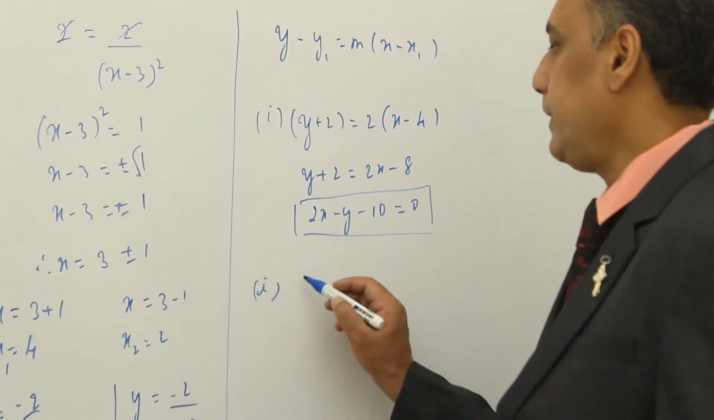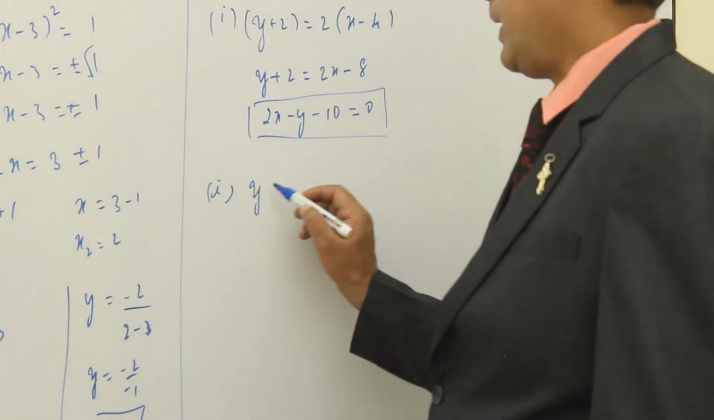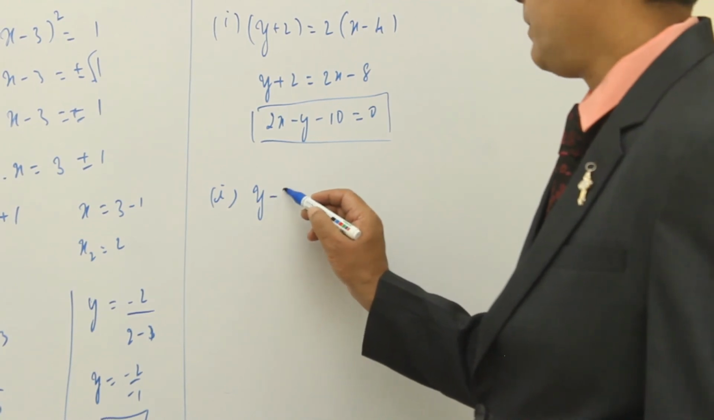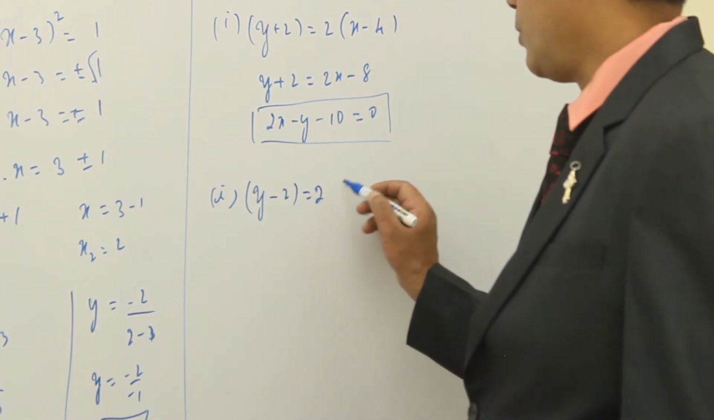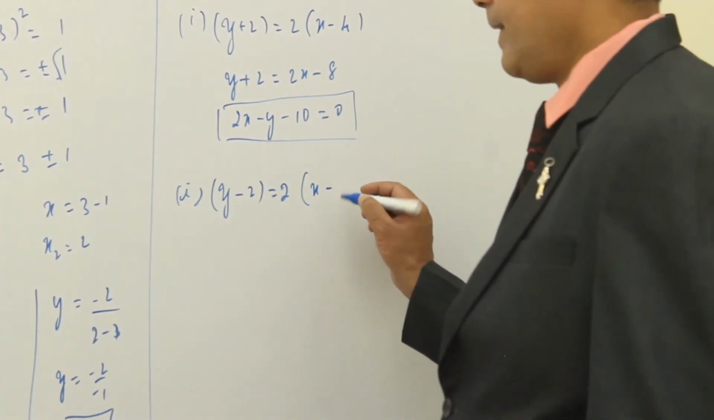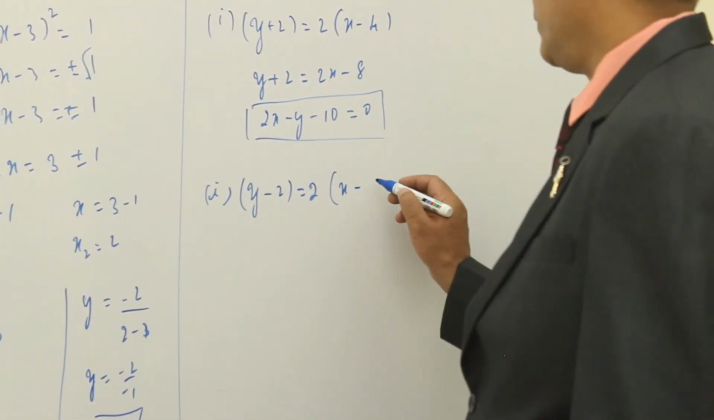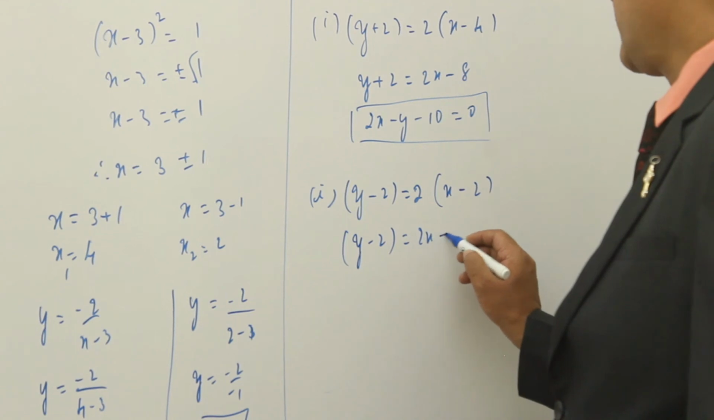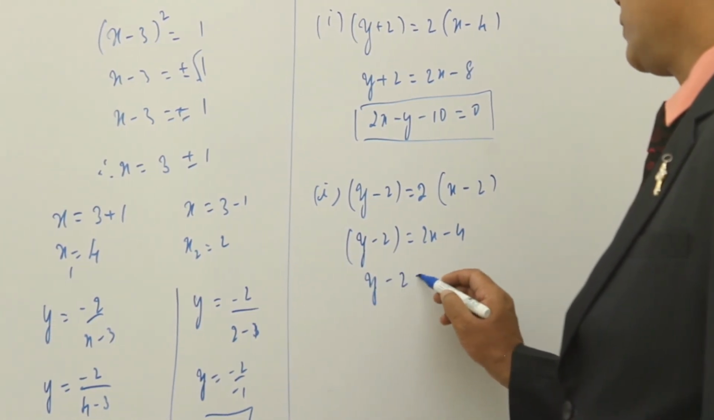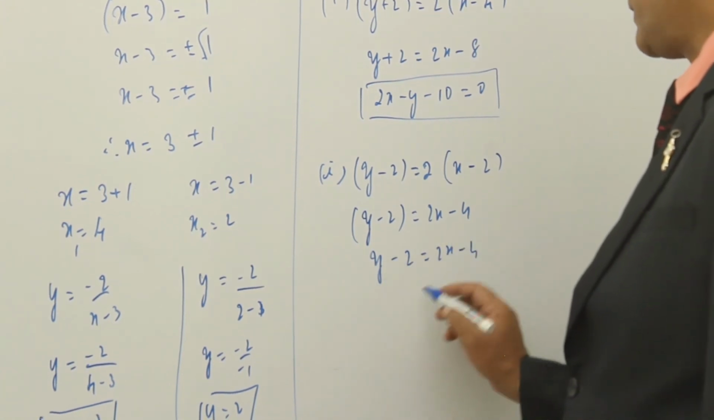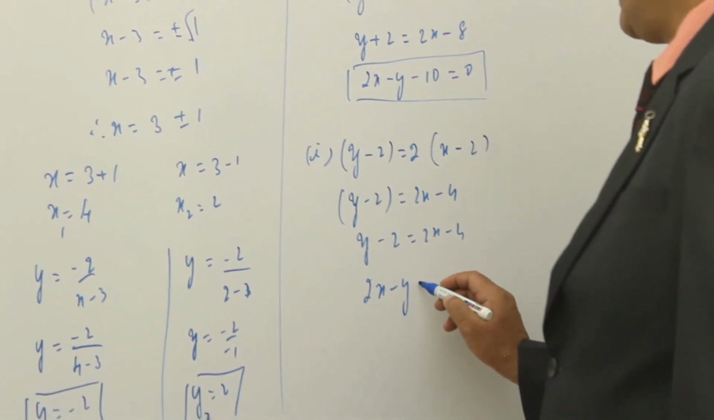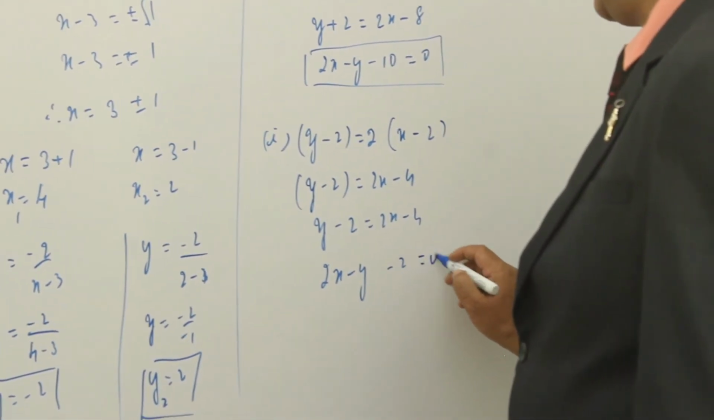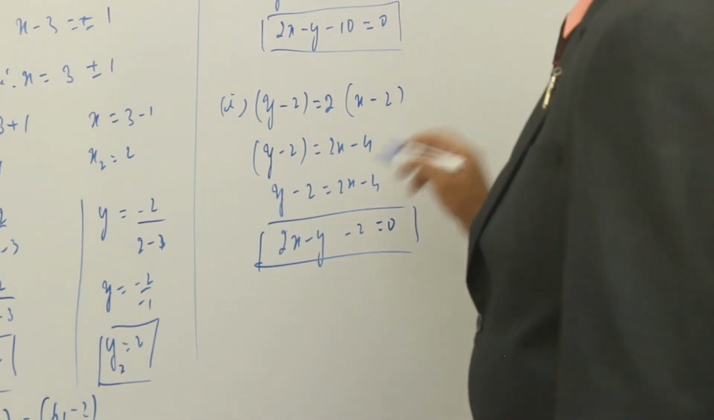The second equation will be, again applying this formula, y minus y1. y1 here in this case is the second value, that is 2. So it will become minus 2 equals m is 2, slope is 2, into x minus, and second value of x is 2. So it is 2. So this will be y minus 2 equals 2x minus 4. Or transposing this the other side, you get 2x minus y equals, this goes the other side, it will become plus, so it will become minus 2 equal to 0. This is the second equation.